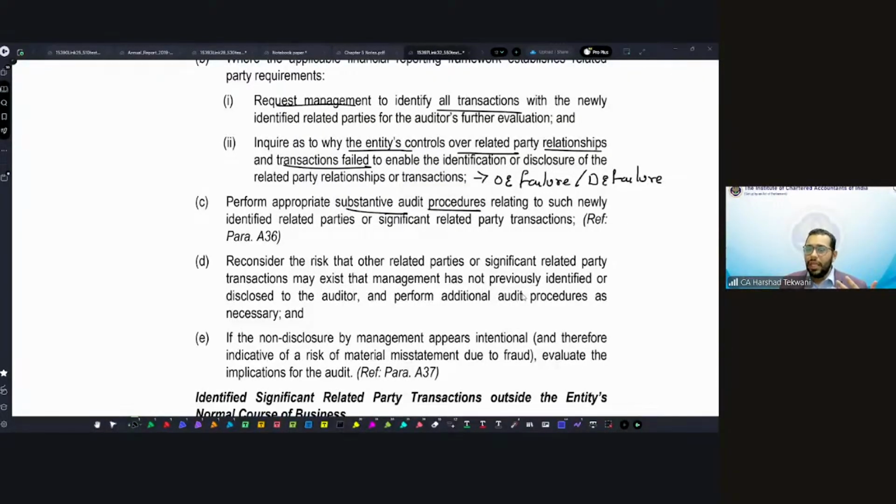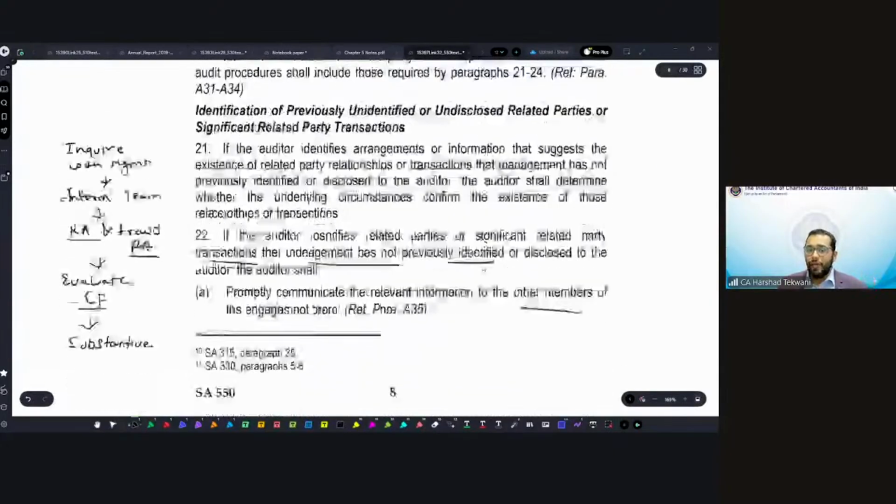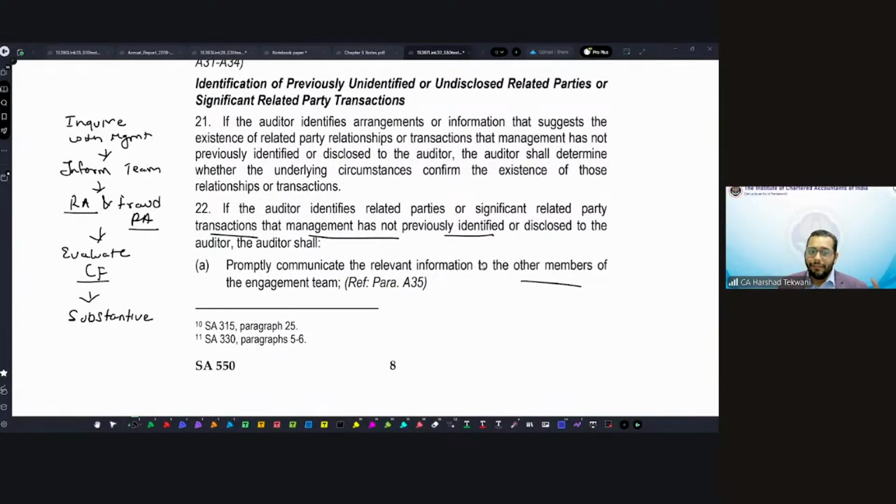And when I'm doing the risk assessment, I need to think that there are chances there could be other parties also which are still not disclosed, not previously identified. So I need to evaluate the risk accordingly, and I need to think of the risk of material misstatement due to fraud. So non-disclosure can result in a risk of material misstatement due to fraud. Plus, these are the procedures I need to perform: inquire, inform team, risk assessment, evaluate the control, substantive testing. All these things are required for unidentified and undisclosed related parties.